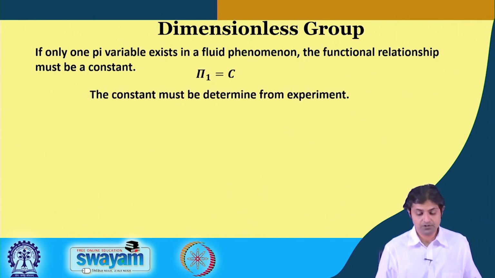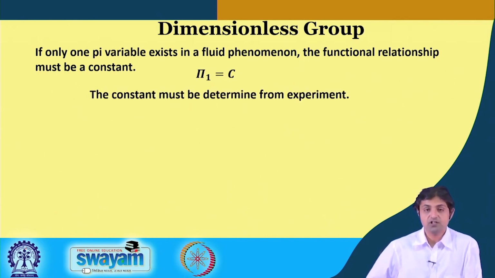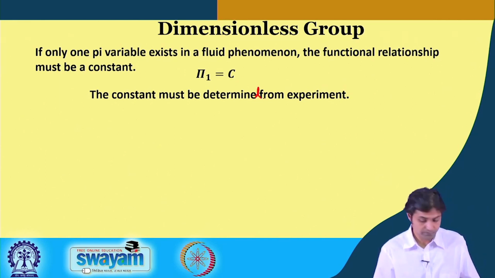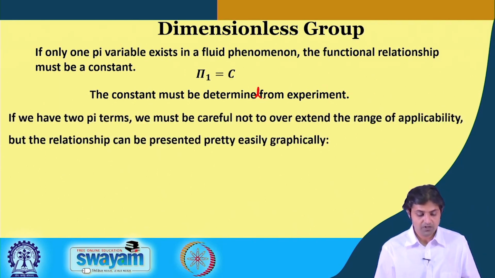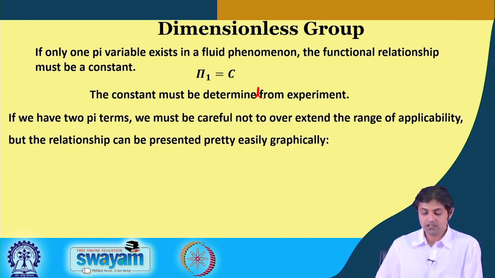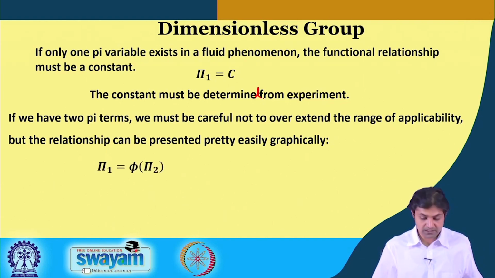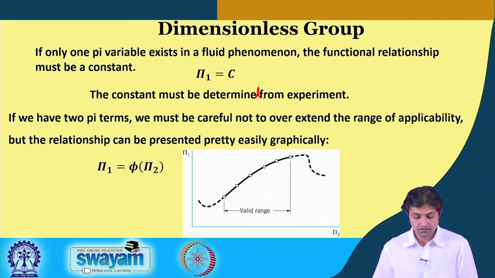So, pi 1 is equal to c, and this constant must be determined from the experiments. If we have 2 pi terms, we must be careful not to overextend the range of applicability, but the relationship can be presented pretty easily graphically. So, pi 1 is a function of pi 2, something like that, and there will be a valid range. For example, we can say this is the valid range.